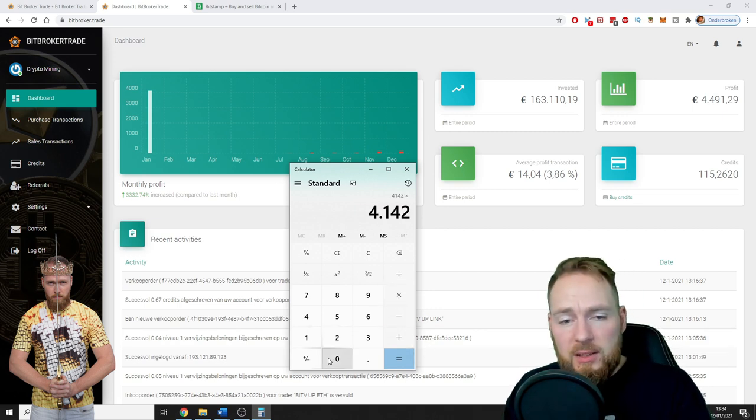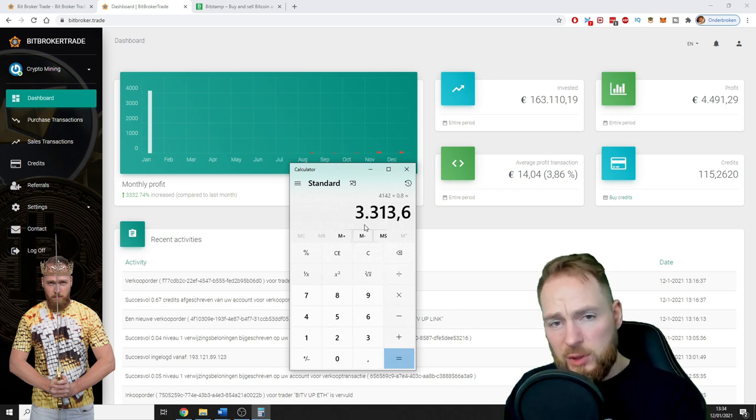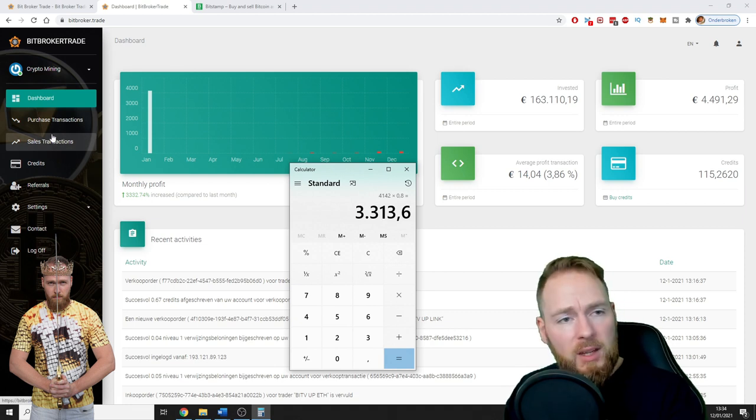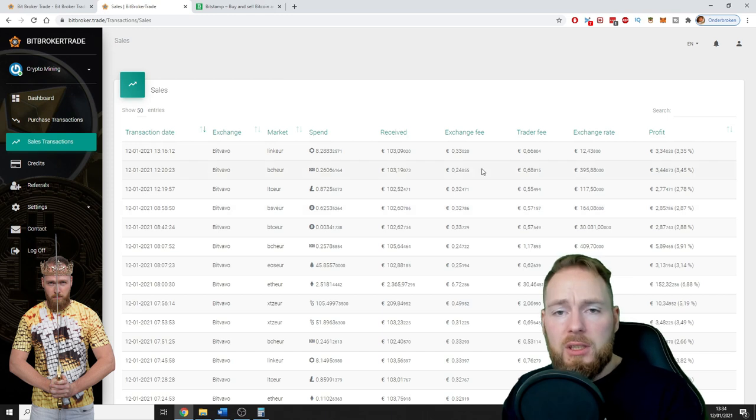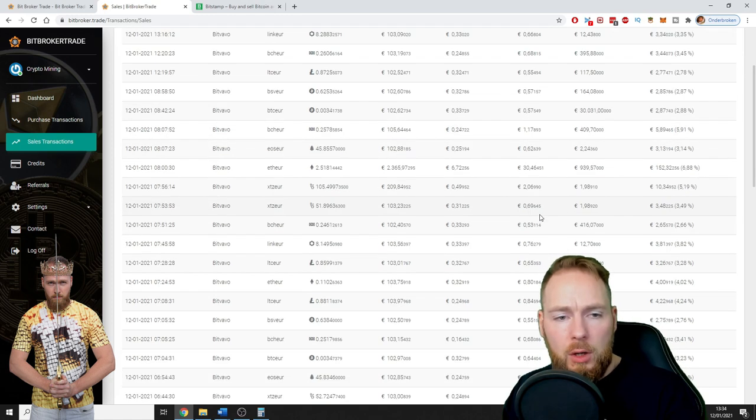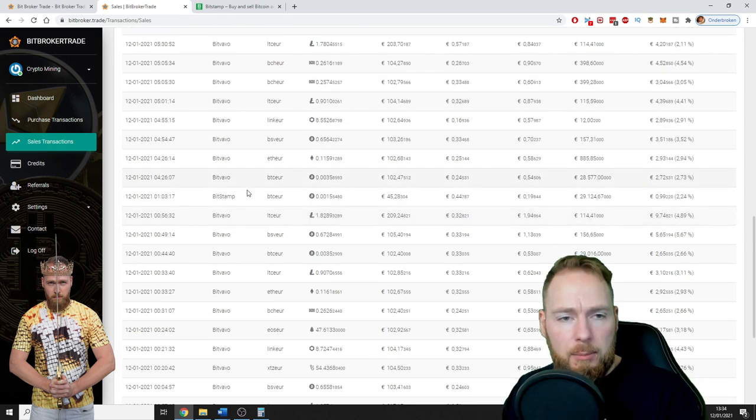4,142. So 20% is trading fee. So this is 3,313 euros on 11 and a half days. And of course, then you also pay the exchange fee.